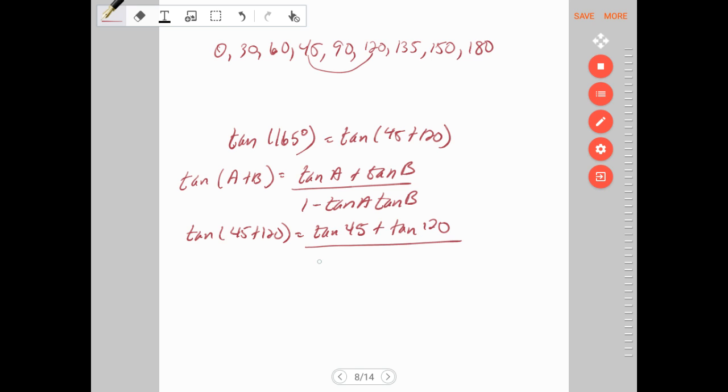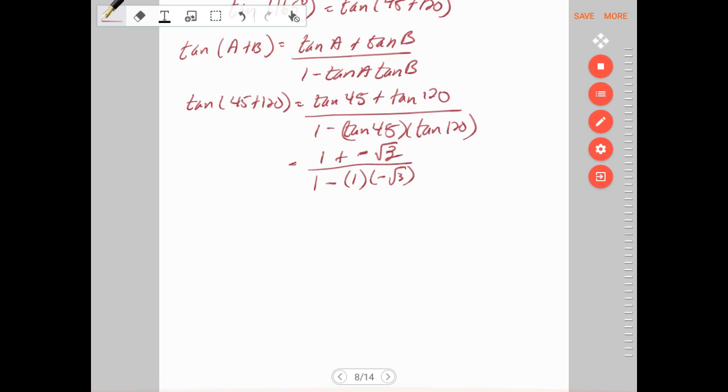Okay, over 1 minus tan of 45 times tan of 120. Tan of 45 from our unit circle is 1, plus tan of 120. 120 is in quadrant 2, so I know that's a negative, and it's a multiple of 60, so therefore tan is root 3. Okay? Good. On the bottom, 1 minus tan of 45 is 1. Tan of 120, again, is negative root 3.